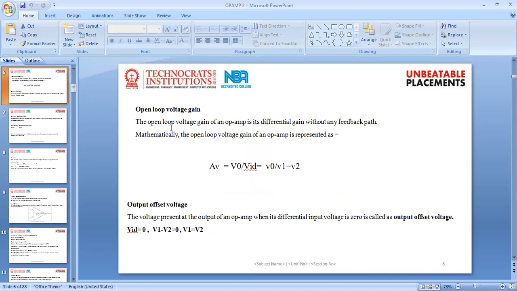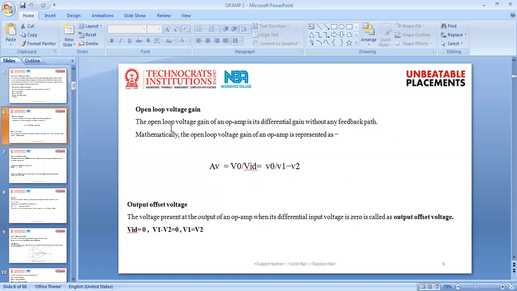Look, the focus is on the characteristics of an operational amplifier. First one is open loop voltage gain. The open loop voltage gain of an operational amplifier is its differential gain without any feedback path. Mathematically, the open loop voltage gain of an op-amp is represented as AD is equal to V0 upon VID, that is, V0 upon V1 minus V2. VID is equal to V1 minus V2.